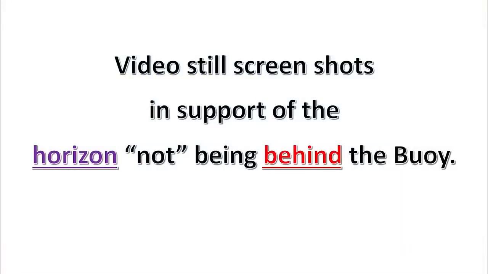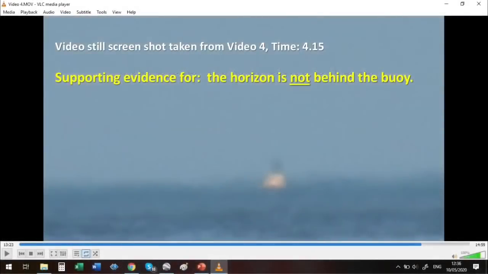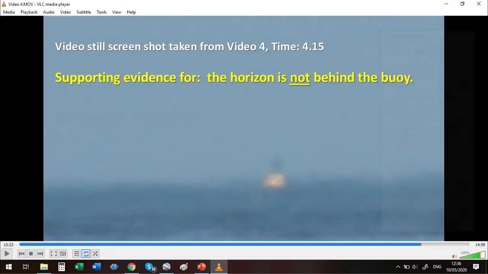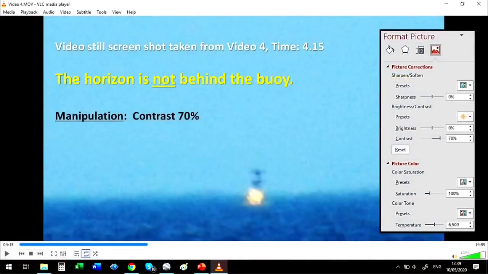Video still screenshots in support of the horizon not being behind the buoy. Video still screenshot taken from video 4, time 4 minutes 15 seconds, supporting evidence for the horizon is not behind the buoy. The horizon is not behind the buoy.